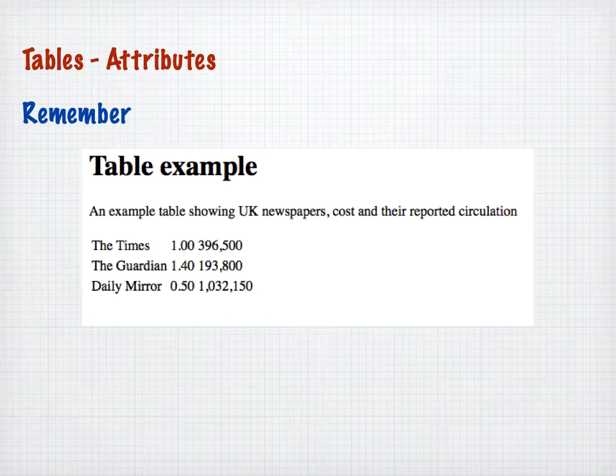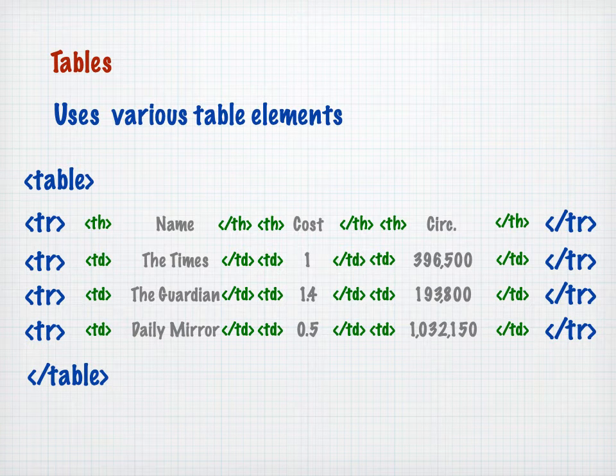So let's look at some of the attributes that would be available for a table, for example, for the table tags. If you remember, in the earlier example, we had a simple table which shows newspapers, how much they cost, and the circulation numbers for those tables. And if we actually wanted to represent that in HTML, it would look like this.